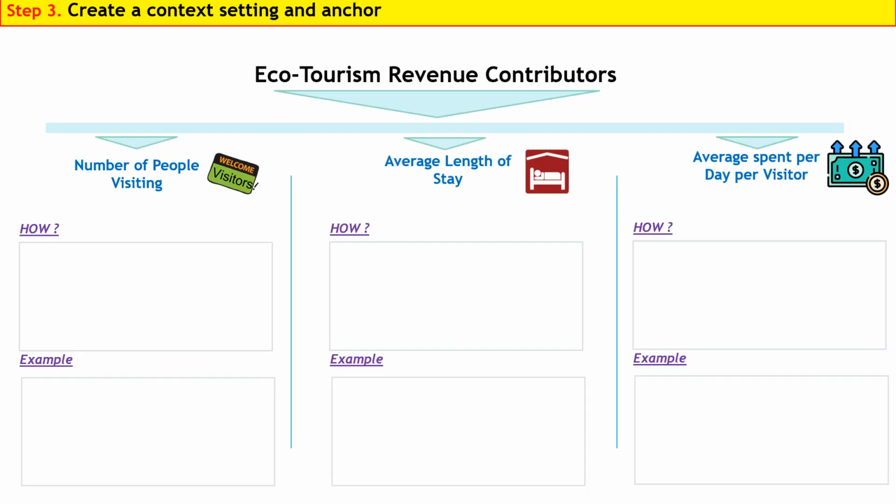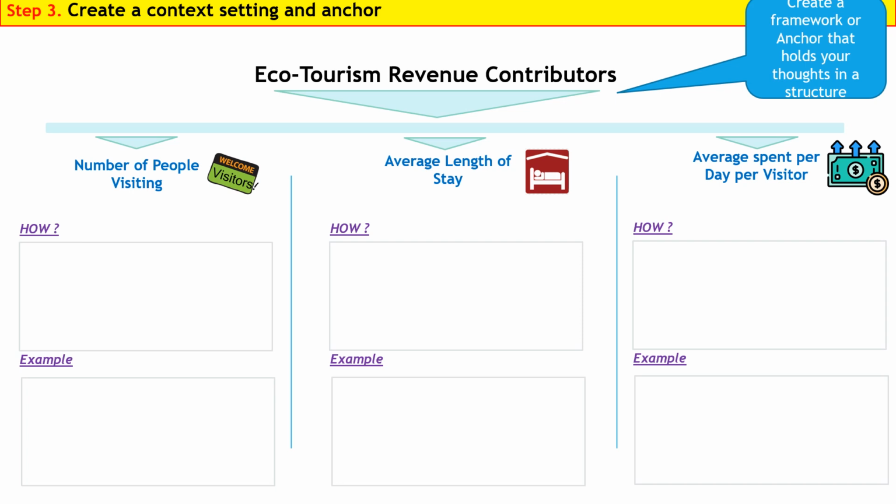Now, this slide is the most important section of this entire PPT because this is the framework around which the entire PPT would be revolving. So this framework or the anchor actually holds your thoughts in the form of a nice structure. As you can see in this framework or anchor, we have listed out the different contributors towards ecotourism revenue. So these contributors or the pillars are like number of people visits, the length of stay, the spend per visitor per day.